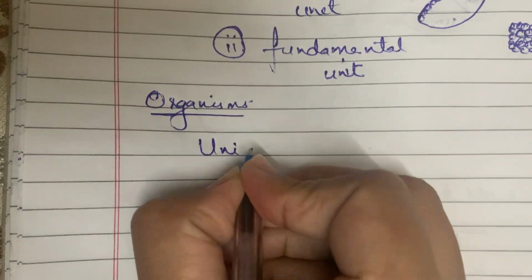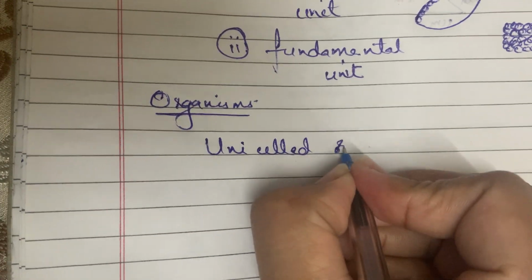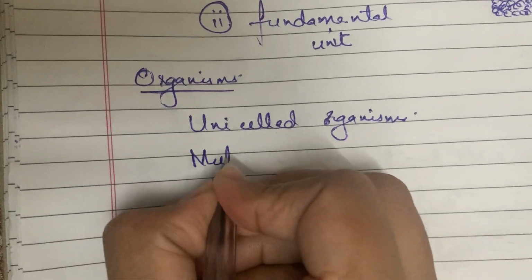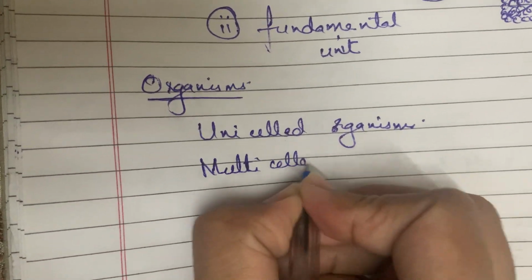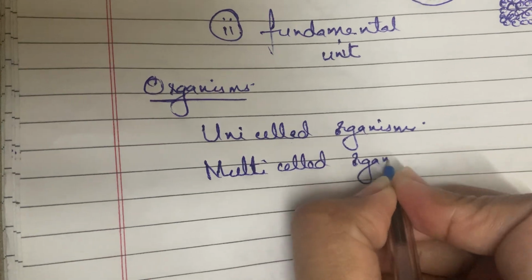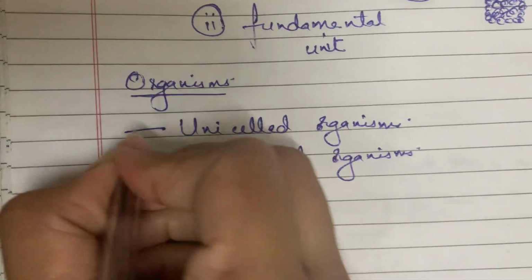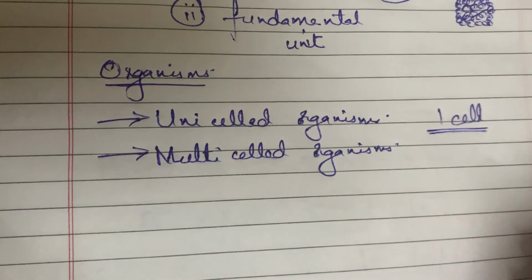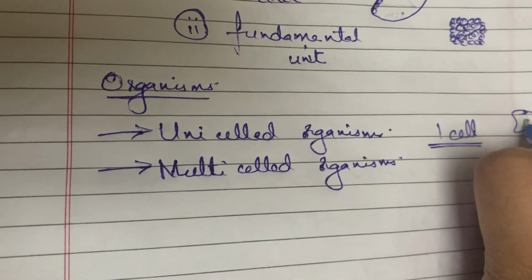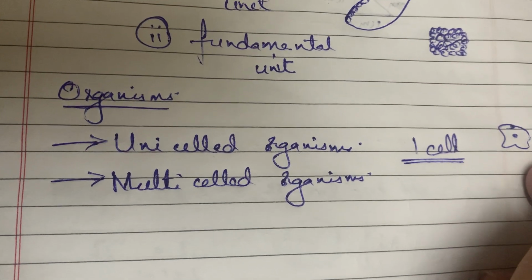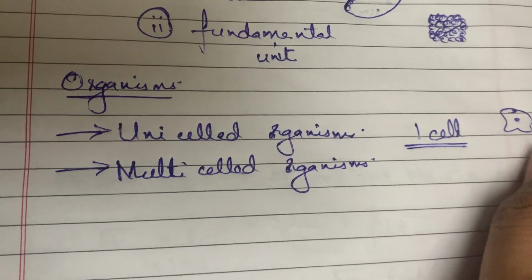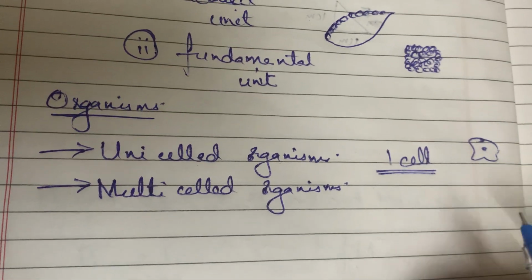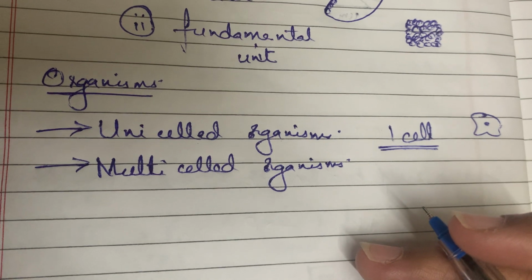They are unicelled organisms existing in nature, and then you have multicelled organisms. What do you understand by the term unicelled or multicelled organisms? Unicelled means their complete existence is only one cell. It is one individual cell that is going to live on its own. It does not require to be dependent on any other thing. It is existing individually, so it is called a unicelled organism.